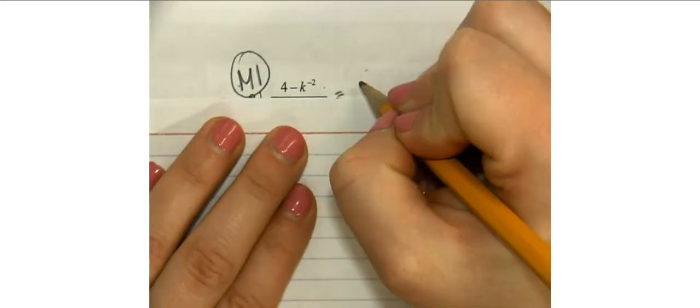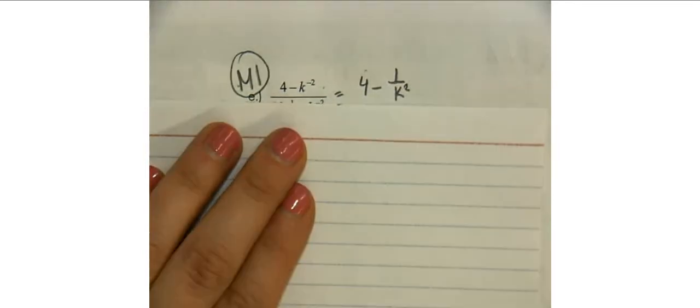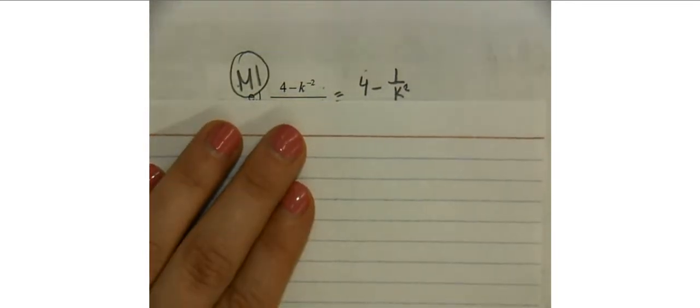So 4 minus k to the negative second power. What that means in reality is 4 minus 1 over k squared. That's what that numerator is going to be. All over. Down here we have 2k to the negative first minus k to the negative second. So what that means is I'm going to bring that k to the negative first down, so we have 2 over k minus k to the negative second is going to be 1 over k squared.